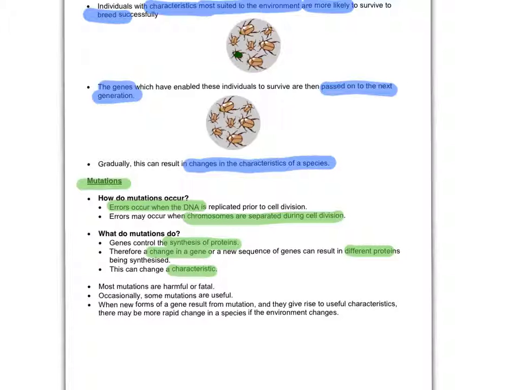In previous topics, we'll have looked at how mutations can be harmful or fatal. Things like Huntington's disease and cystic fibrosis are caused by mutations. However, in natural selection, sometimes a mutation can actually be useful. If it gives rise to a useful characteristic, so for example, a beetle being brown and camouflaged, then there might be a rapid change in that species as more of the brown beetles breed.